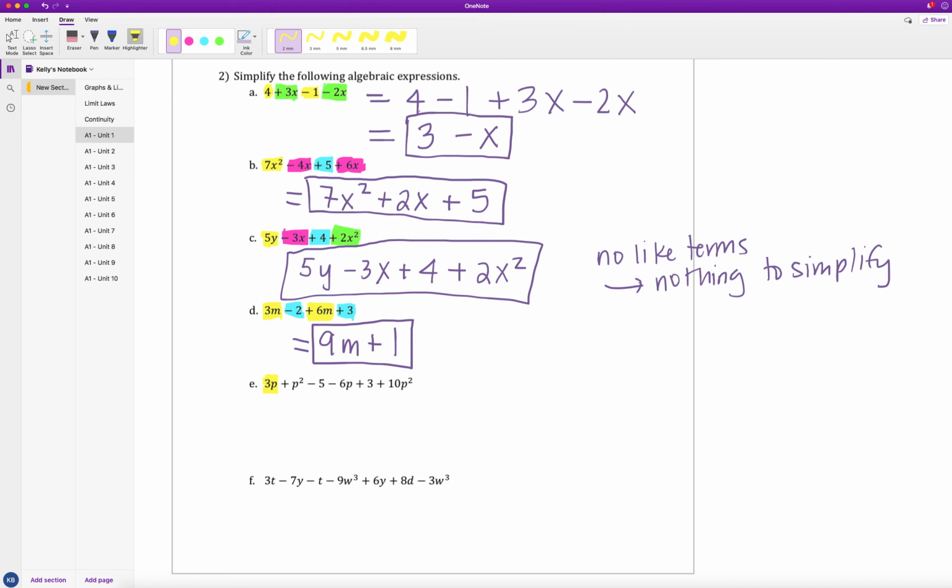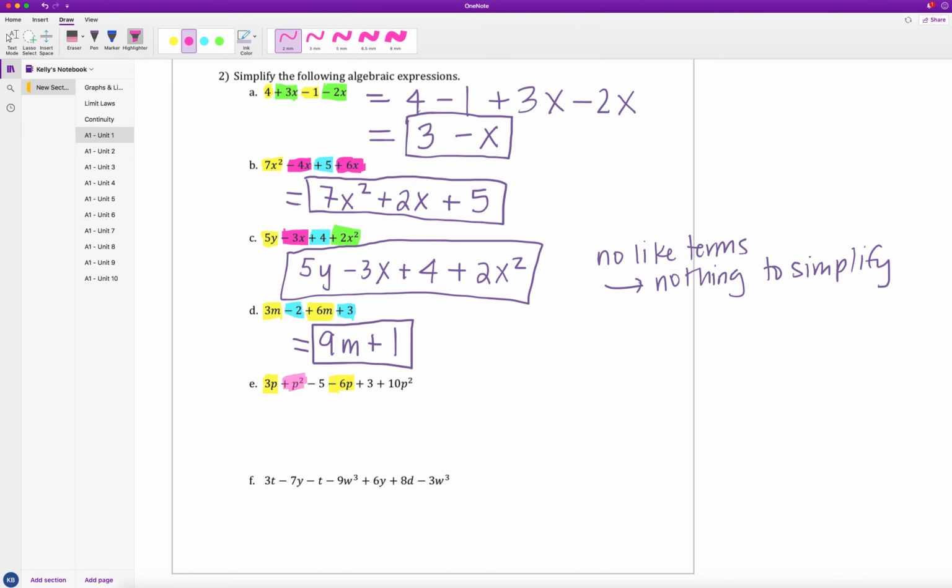So we have a 3p, so let's see if we have any other like terms that go with 3p. Do we have any other like terms that go with 3p? We also have the negative 6p, so that one will be able to combine, and that is the only other like term with the 3p. So let's check the next guy.